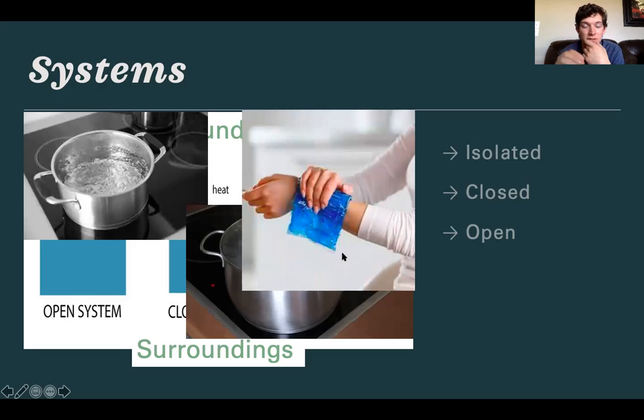Another example of a closed system is an ice pack. If you have one of those ice packs where you bend it back and forth to make it cold or heat up, depending on the pack you have, it's a closed system because it's all in a sealed bag. So it's not going to lose any matter and it's not going to gain any matter because all of that chemical is in a sealed bag.